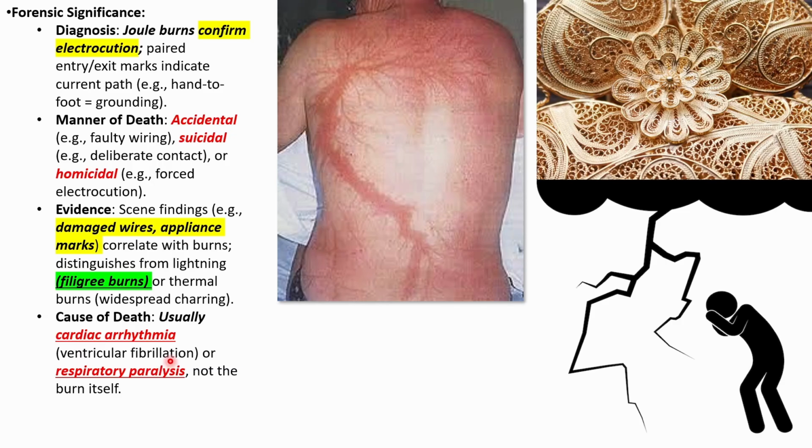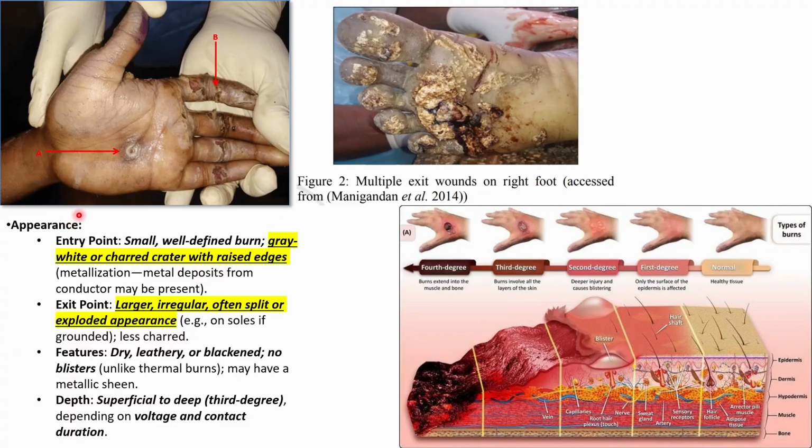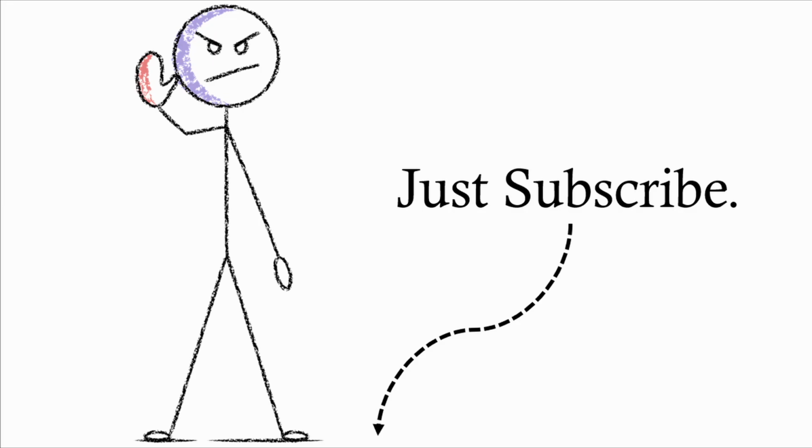Alright, so we are done with the definition. We understood a little bit from the physics concept. We understood what entry and exit wounds are. We understood there are different paths. Then we understood why there is heat generation. Then we talked about the appearance. We talked about some concepts from burns also. We talked about the forensic significance. So that was all. I hope it was short and sweet.